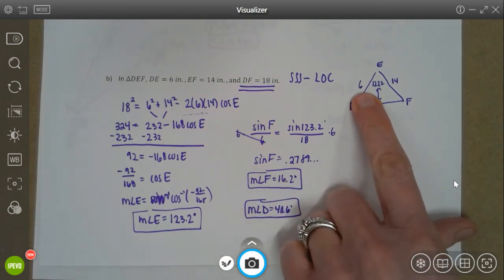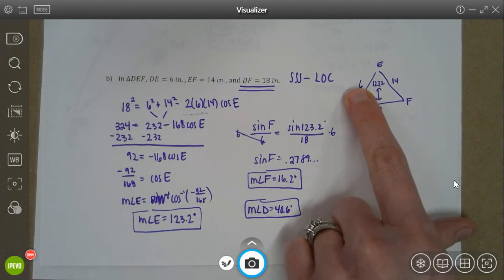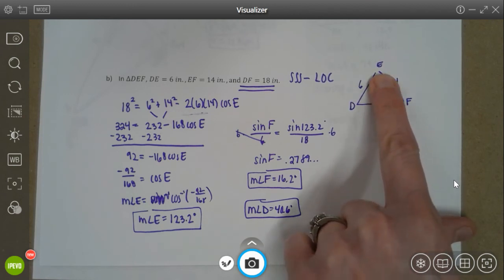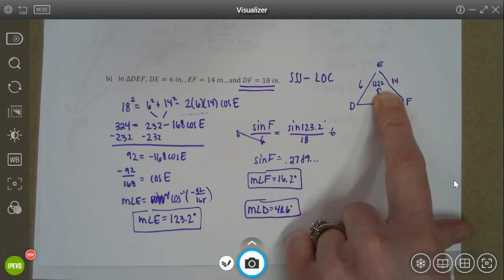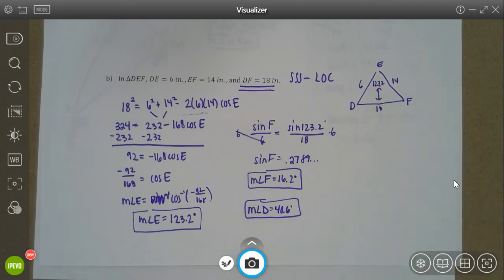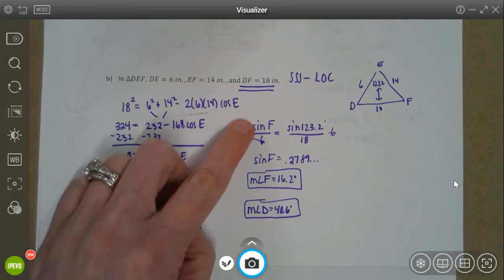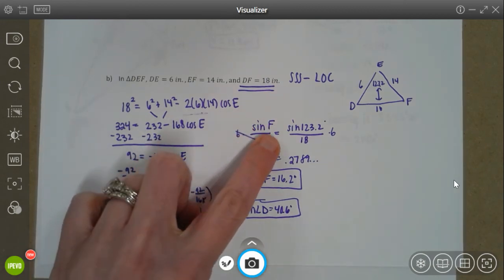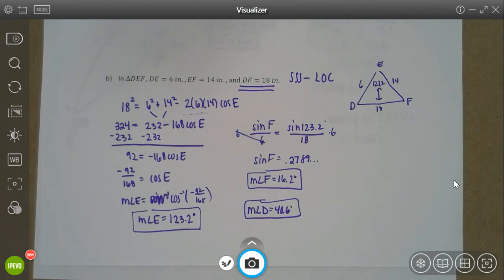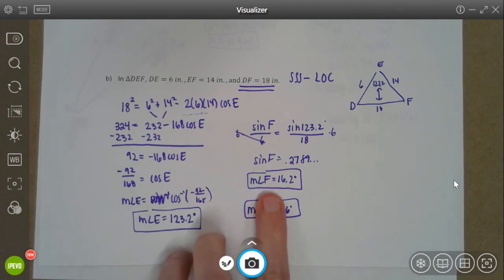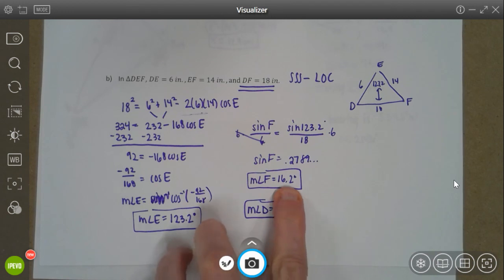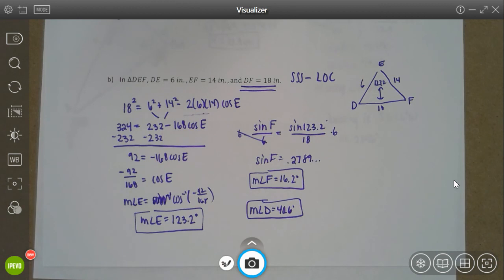So I happen to just jump over to the side length of 6. And now I'm going to use law of sines, because once I found that angle E, I created that angle opposite side pair that I need for law of sines. And I went ahead and set up sine of F over that side length of 6 equal to sine of 123.2 from the angle I just found over that side length of 18, multiplied both sides by 6, took the inverse sine, found out angle F was 16.2 degrees, and then after that, just used my good old triangle sum theorem to find angle D.